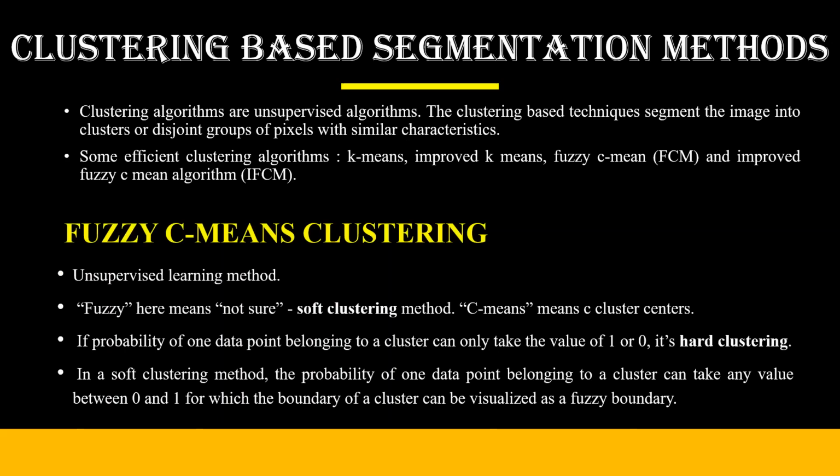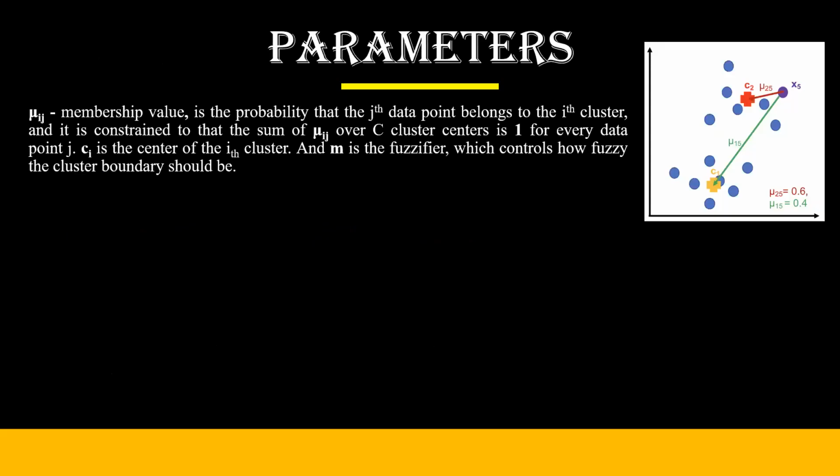It is an unsupervised learning method, that means we can perform it with raw data. And fuzzy here basically means not sure. There are two types of clustering methods, soft clustering and hard clustering. If the probability of a data point belonging to a cluster is either 0 or 1, then we say it's a hard clustering. If we can assign any value between 0 and 1, then it's a soft clustering method. So in our code, we have used a soft clustering method, that is fuzzy c-means.